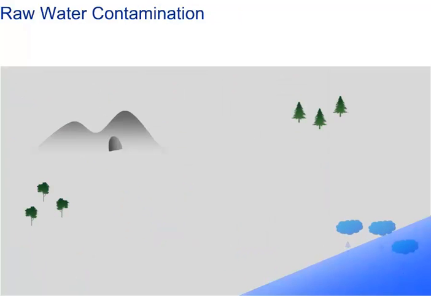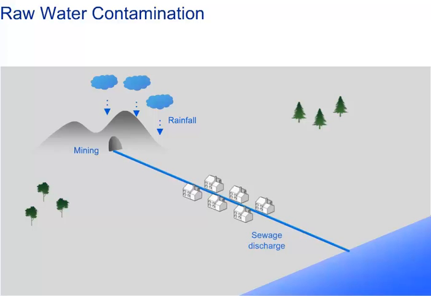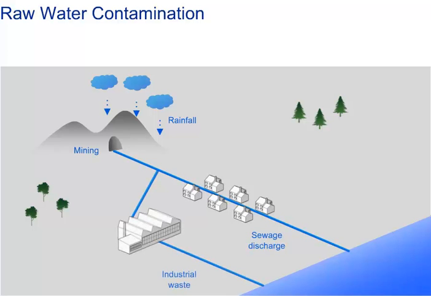The water cycle is an extremely complex cycle, and it can be contaminated by several different agents, including rainfall that erodes rock and decaying of vegetation. Much of it is contaminated by human activity, including mining, sewage discharge, industrial waste, farming, and illegal dumping. And even the soil condition itself can affect the amount of contamination in our water cycle.